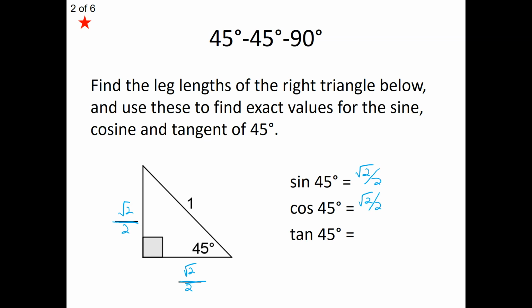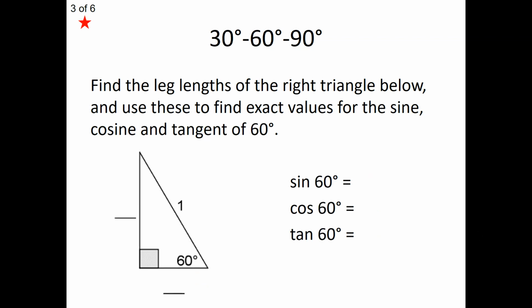Now for the fun one, tangent of 45 degrees. Tangent is our opposite over adjacent. Since our legs are equal in this triangle, what we're really doing is taking root 2 over 2 divided by root 2 over 2, and any value divided by itself is simply 1. And so the tangent of 45 degrees is the ratio of 1, because our legs happen to be equal.